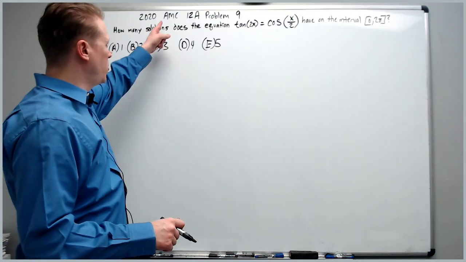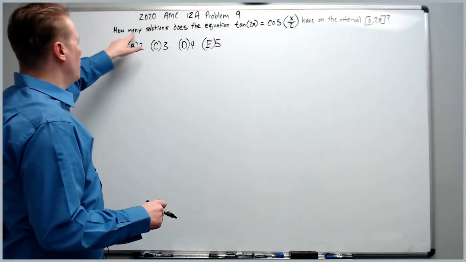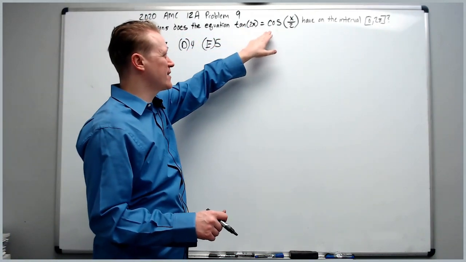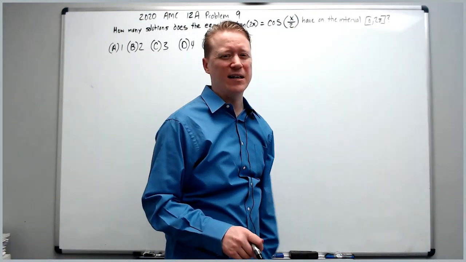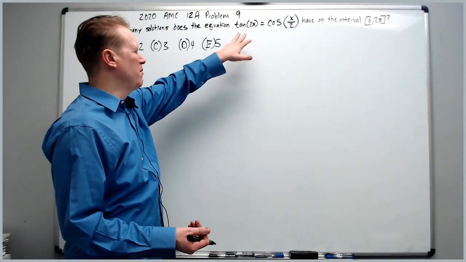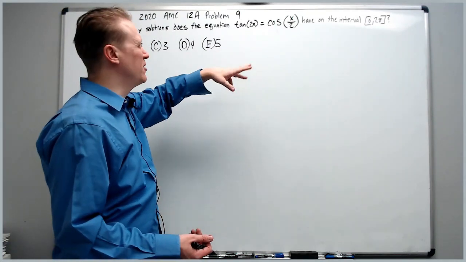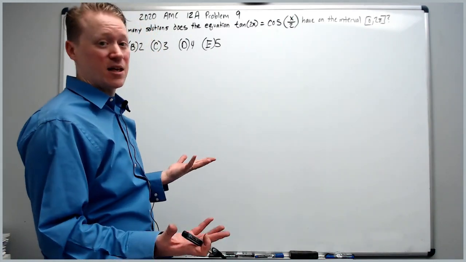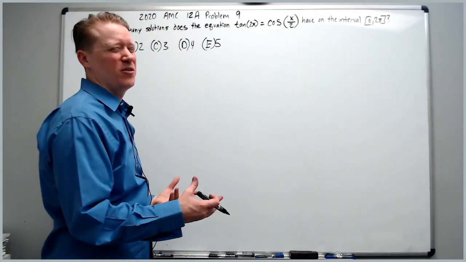Okay, and on to the 2020 12A problem number 9. How many solutions does the equation tan of 2x equals the cosine of x over 2 have on the interval 0 to 2 pi? Initially, when I approached this problem, I started thinking about the double angle formulas for tangent, or I could also do tangent of x plus x, so the sum of two angles, and cosine half angles, and thinking about how those things could work.